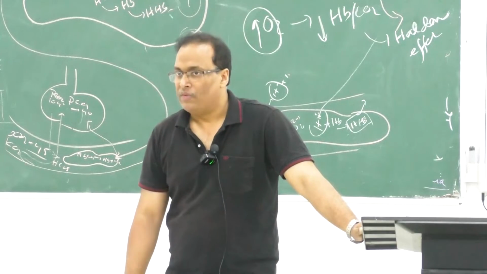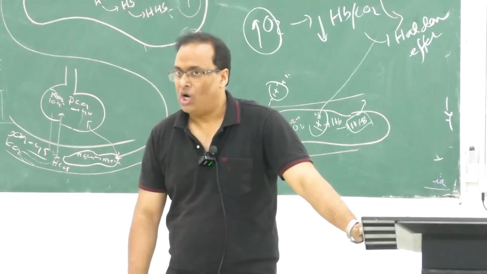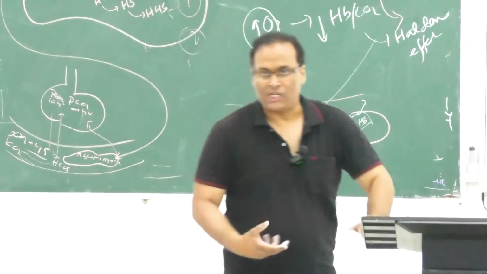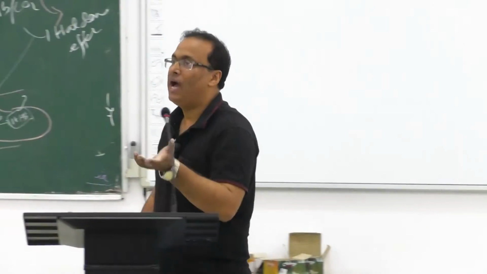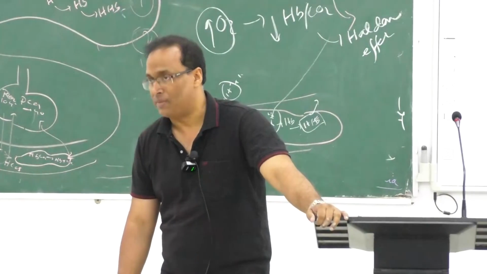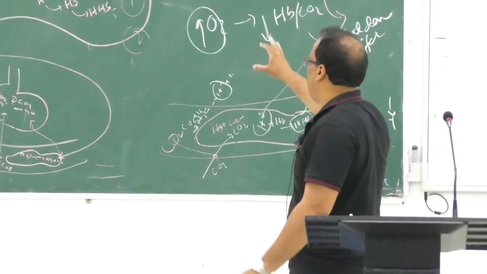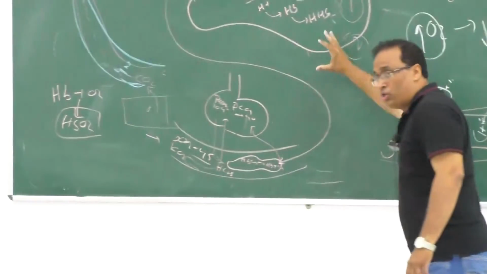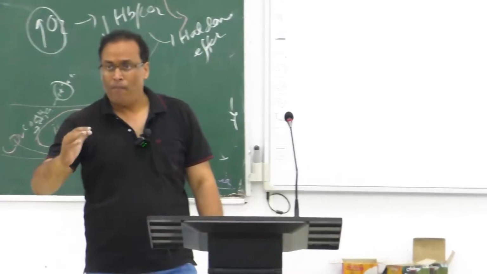H plus is trapped by the hemoglobin to nullify the pH, as a buffer. Already I told you there are 4 functions of hemoglobin: oxygen transport, carbon dioxide transport, acting as a buffer, as well as carrying nitric oxide. So in this way, bicarbonate is formed and then goes out by the anion exchanger in exchange for chloride, that is called chloride shift, right? So this is happening at the level of tissue.